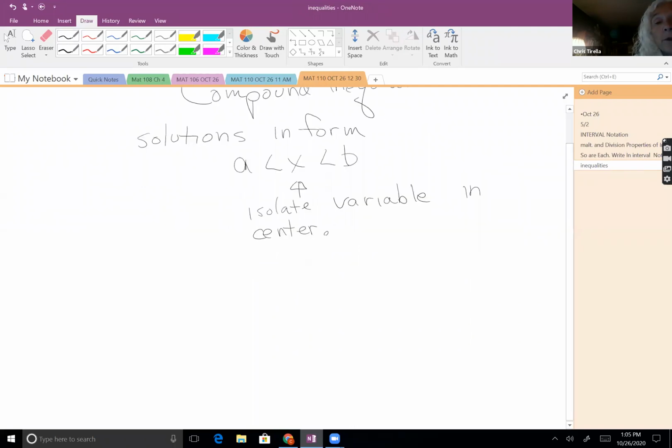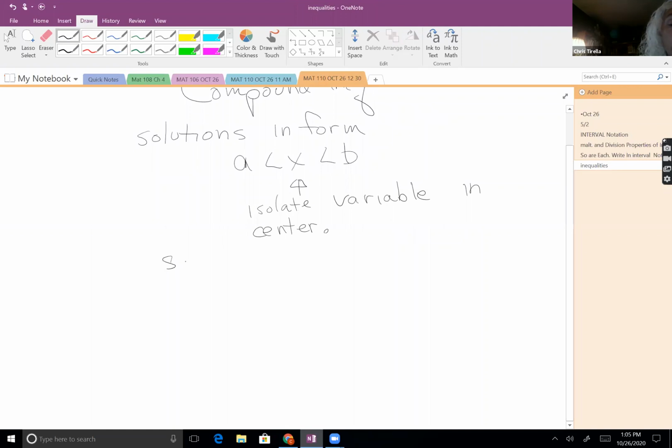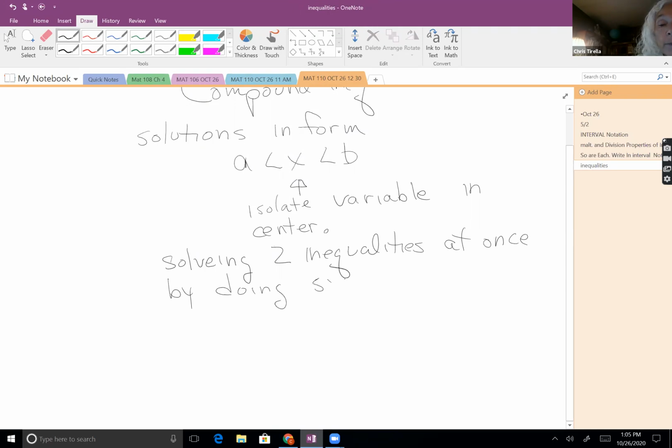With these, what we're actually doing is we're solving two inequalities at once, by doing the same thing, the same operations, to all three parts of the inequality.